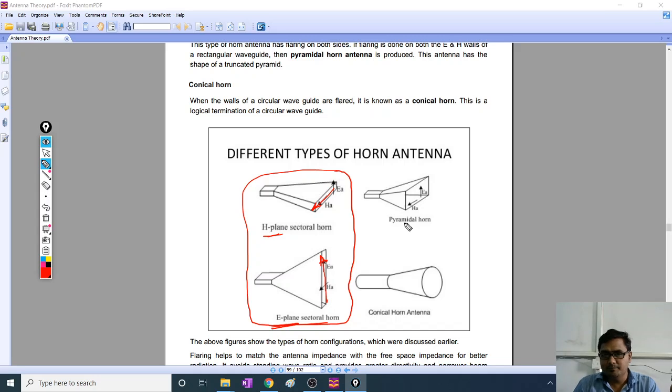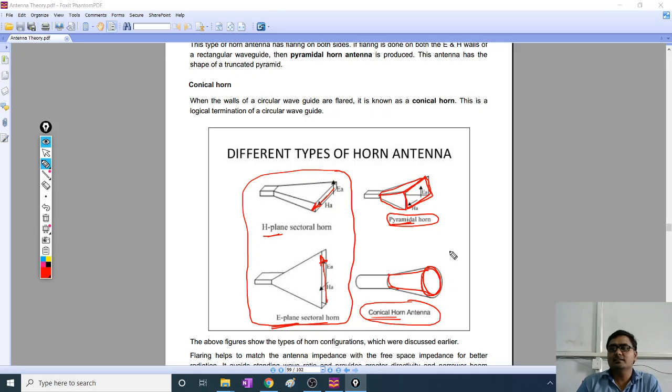So what is next type? Pyramidal horn. So what is pyramidal horn? Look at the mouth, the open end, it is clearly rectangular, and look at the 3D shape. The 3D shape looks like a pyramid, so that's why it is called pyramidal horn. Next type is conical horn. Look at the conical horn. Its end mouth is circular and the shape that it acquires is a cone.